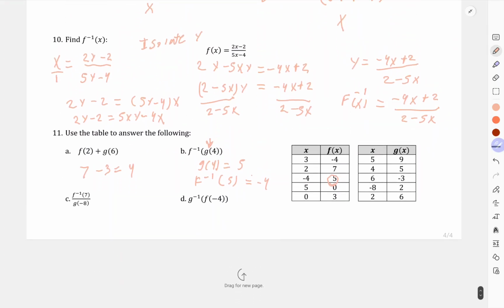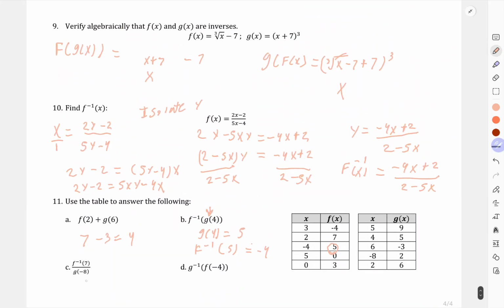And you look down and now you have this thing, right? So first we need to look at what this is. What is the inverse of 7? So f of inverse of 7. So inverse of 7 is 2, as I can see over there, 2 over, right, what is g of negative 8? G of negative 8 is 2. 2 over 2 is just 1. Well, that's the answer.